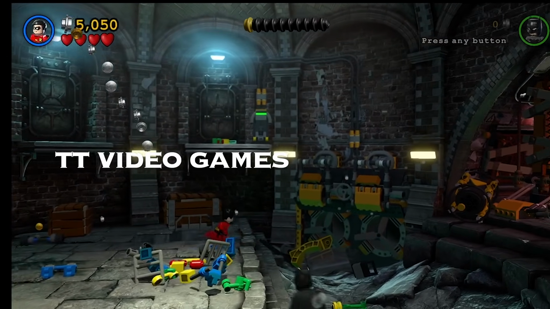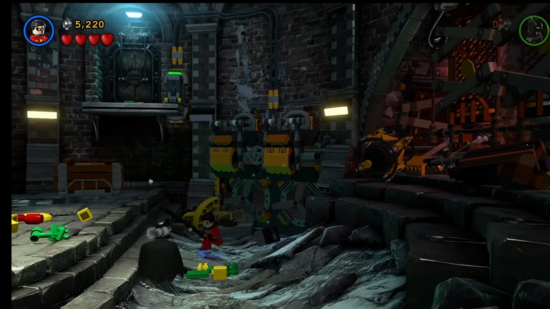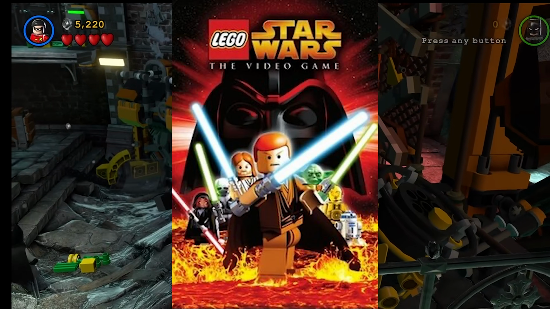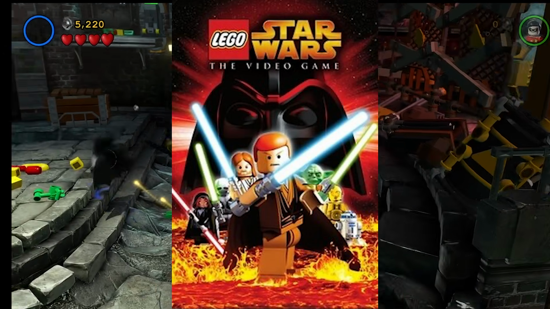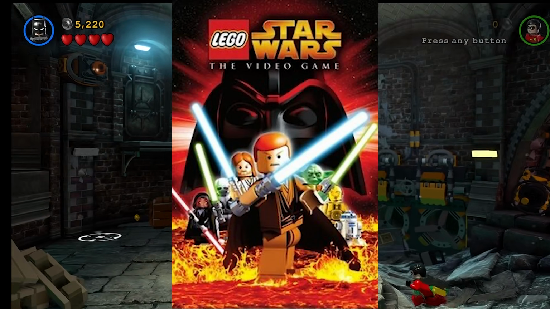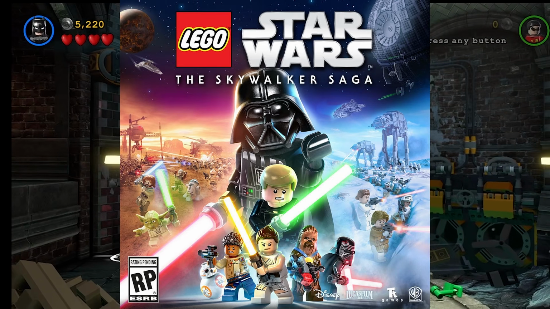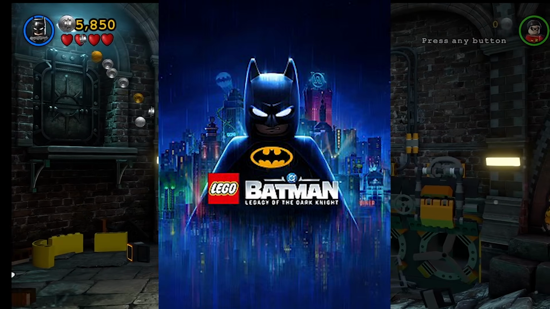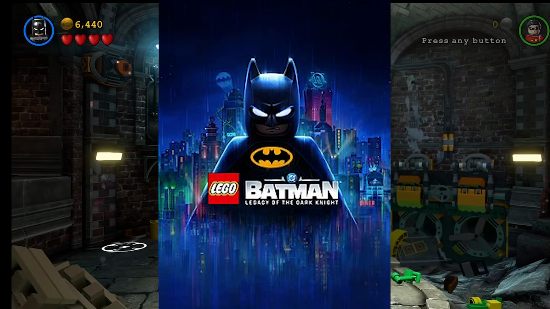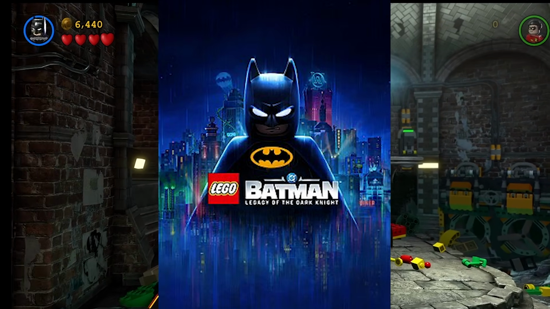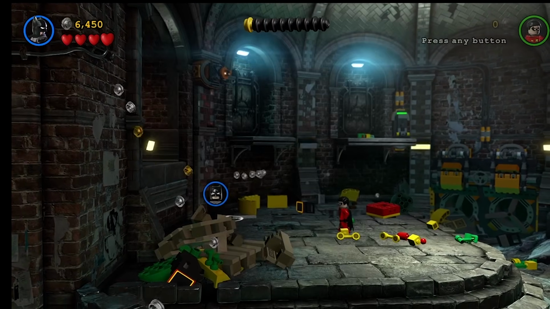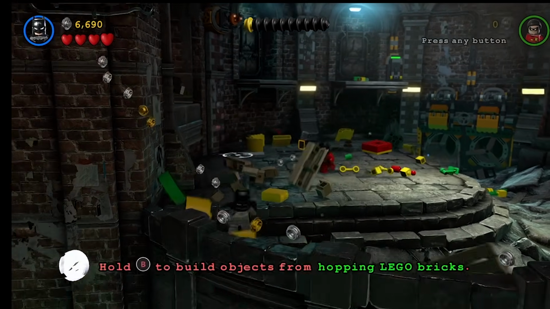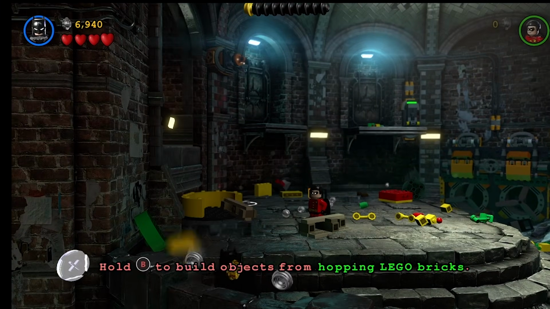Traveler's Tales is the studio that has developed nearly every one of the LEGO video games, starting with LEGO Star Wars the video game in 2005, up until the most recent LEGO Star Wars The Skywalker Saga, released in 2022, and the upcoming LEGO Batman game, which, as of me making this video, has yet to have been released. Within the world of superheroes, of course, there are a handful of other superhero LEGO video games, like LEGO Batman the video game, which I mentioned.